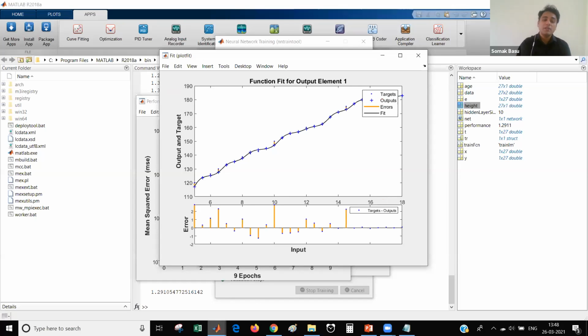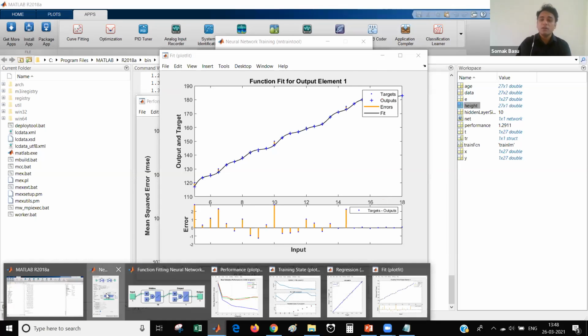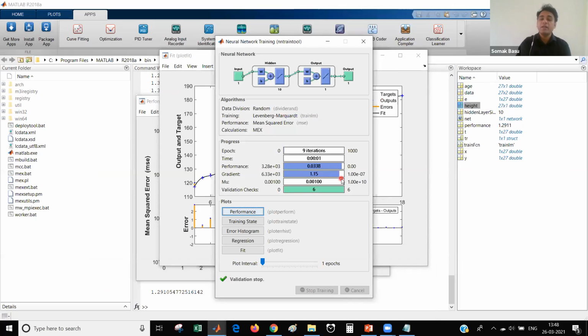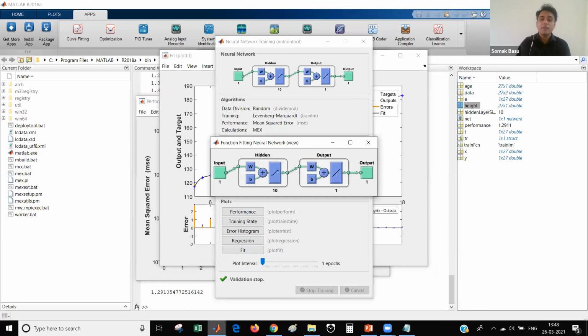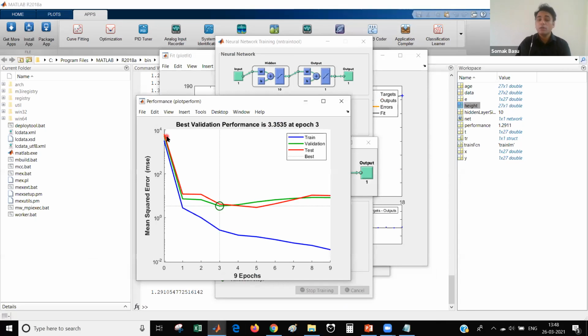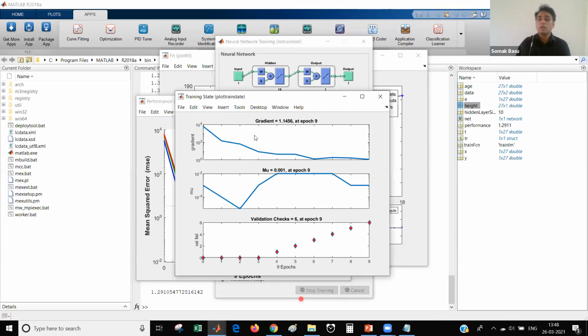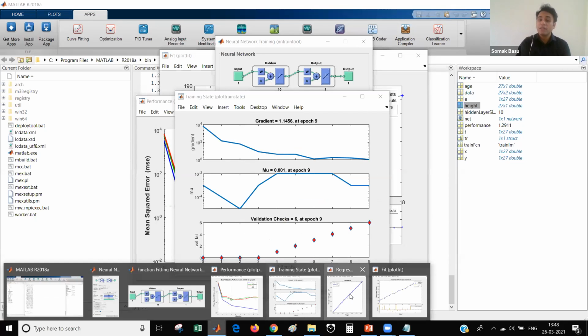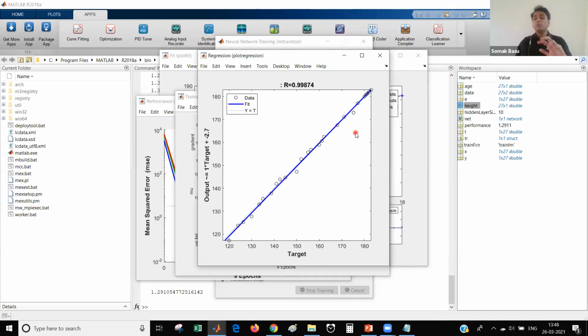So this is how, I'll just summarize. You have created a neural network, you have trained it, you have divided the data, 9 iterations, 1 second, value of performance, that is mean square error, is 0.338 only, 6 validation checks. After that, this is the neural network that you could create. After that, this is how the mean square error of the cost function was reducing. After that, this is the training state, how the gradient is changing, how the validation checks are taking place. After that, the regression value, the similarity between actual outputs and predicted outputs, is very high, 0.99874.